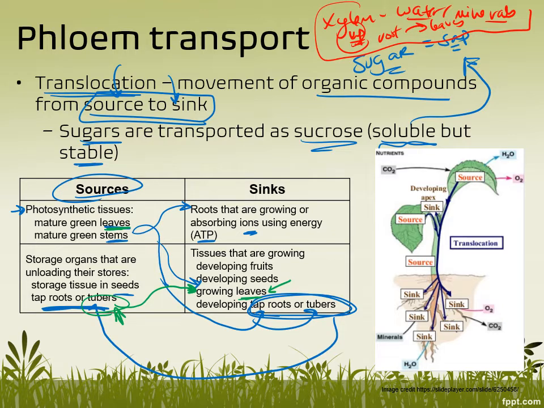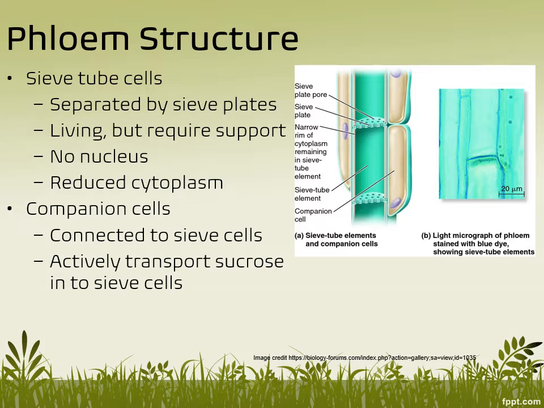So we can move that sucrose up. We can move that sucrose down, which is different from the water in the xylem. That water always moves only up and out. So the phloem's structure is ideally suited to carry out its purpose, its function of translocation.